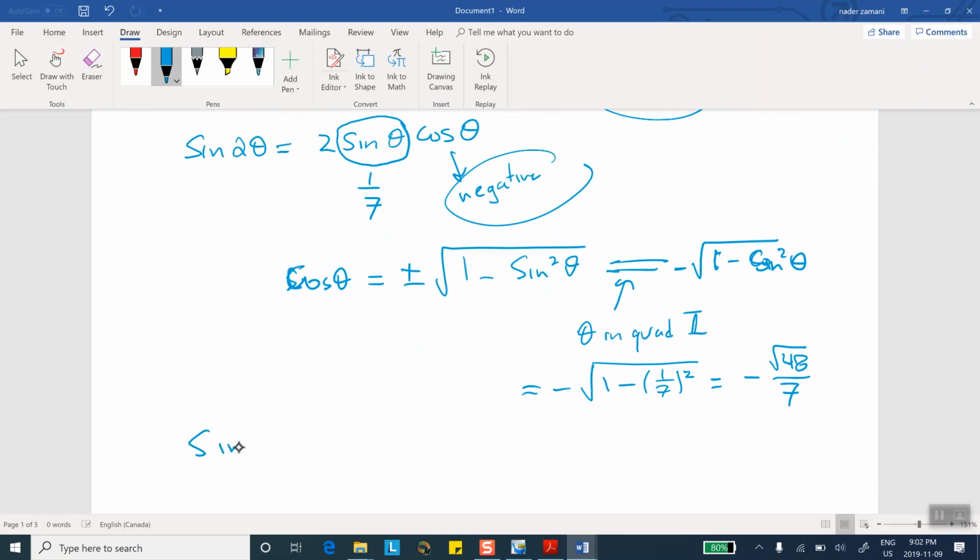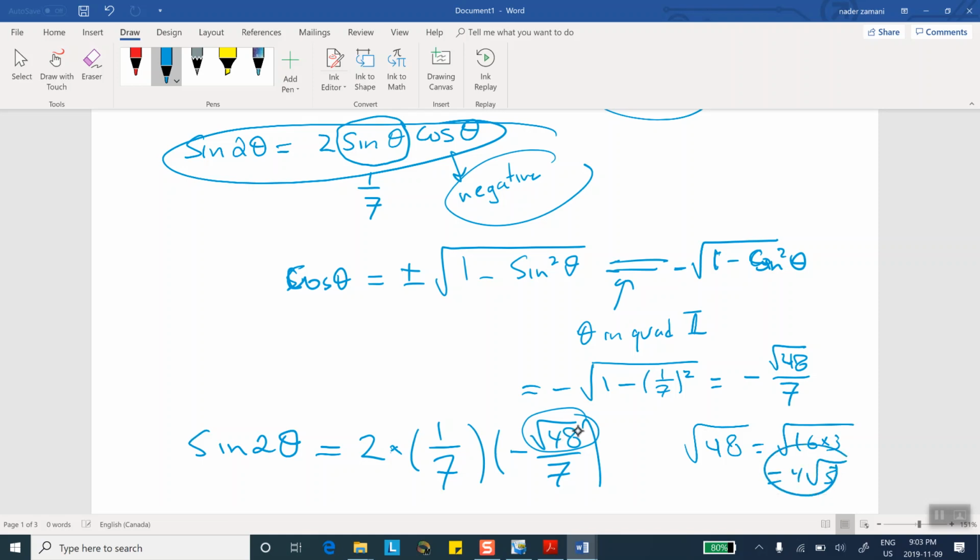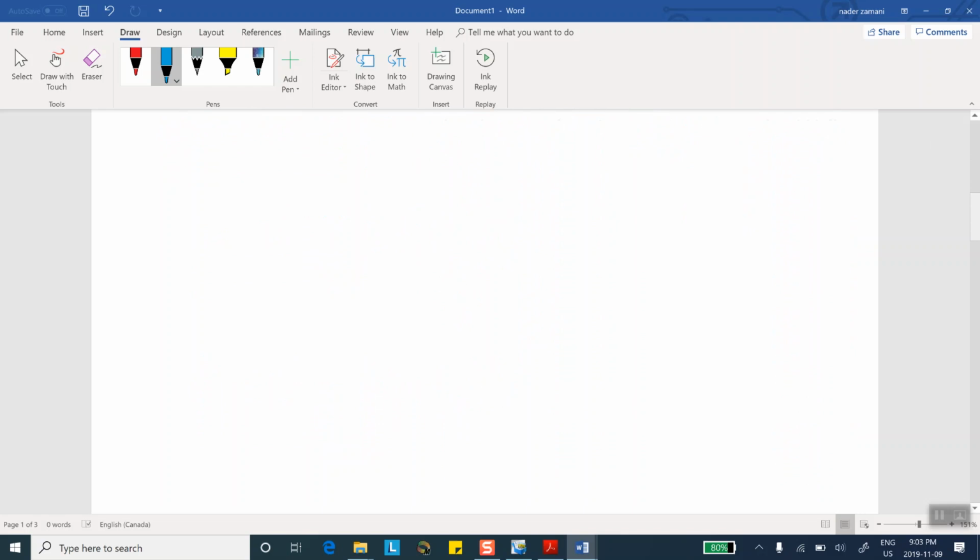So sine of 2 theta, the thing that I was asked to find, is equal to 2 times 1 over 7 times minus root of 48 over 7. You can leave it like this, but in all likelihood, the answer in the book, they don't write it as root of 48. Remember, root of 48 is root of 16 times 3, so it's 4 root 3. Probably in the book, they have 4 root 3 instead of this guy. All right, that takes care of this problem.